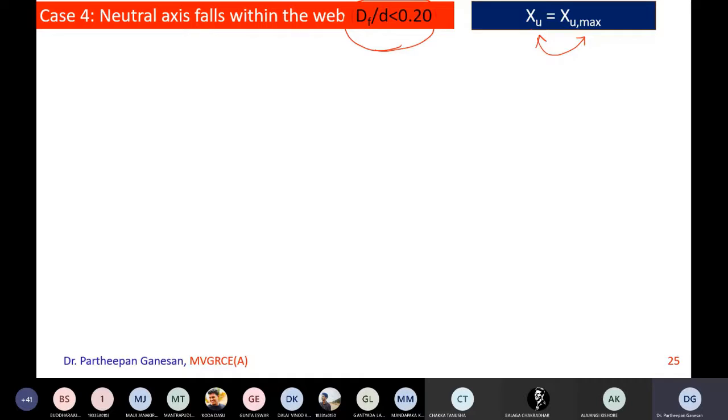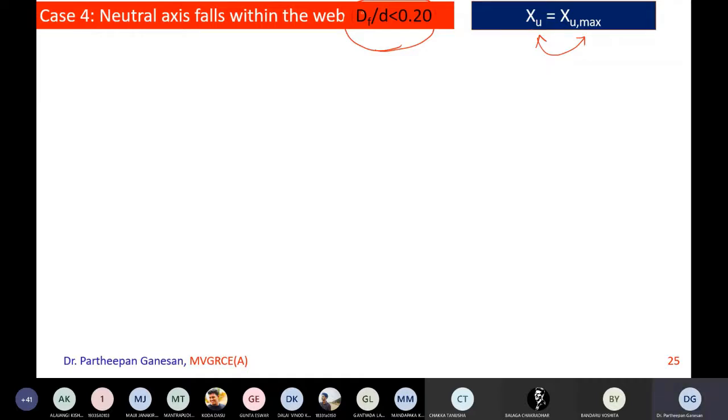Actual depth of neutral axis is equal to critical depth. So whatever moment of resistance you will be finding out is MU limit. Is that clear? Because when XU is equal to XU limit or XU max, your MU will become MU limit. Is that clear, everyone?